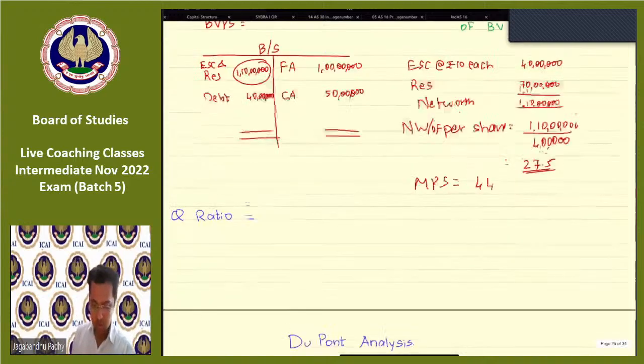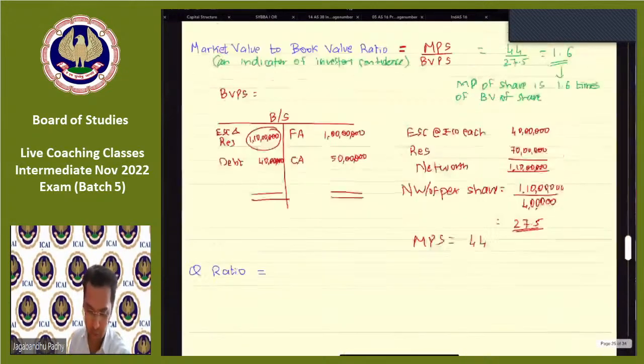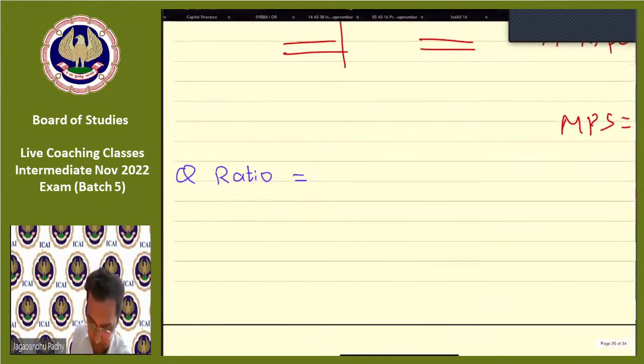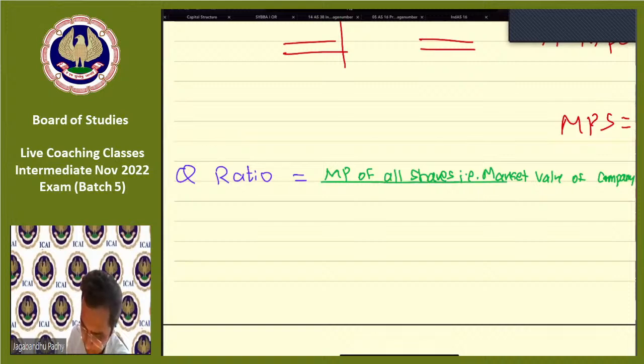Okay, there's another ratio called the Q ratio, somewhat similar to the market value to book value ratio, but here it says market price of all shares, that is the market value of the company, divided by the replacement cost of its assets. Replacement cost of assets.